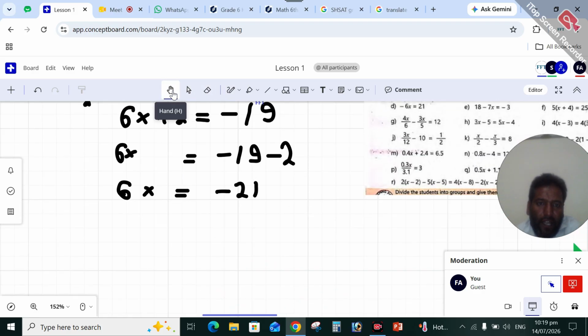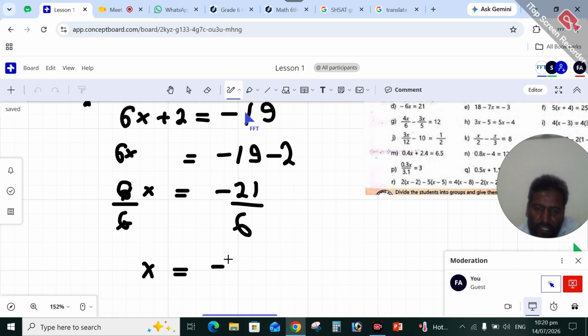Yes. Okay, now I told you that this 6 and x are multiplied with each other. This is multiplication because here is nothing, so it means that these are multiplied with each other, right? So that's why you have to divide both sides by 6. 6 divided by 6 as well, like this one. 6 and 6 are cancelled with each other and x is equal to, the answer of this question is negative 21 divided by 6. This is the required answer of this question.